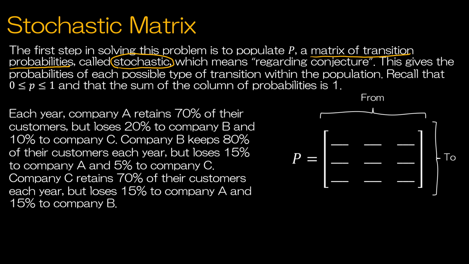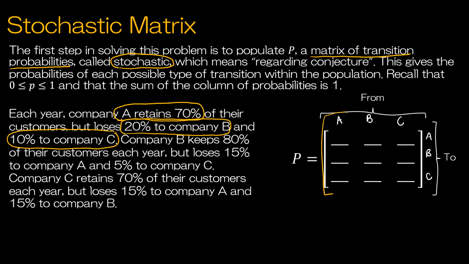If you'll notice, I've copied over just the part that had to do with probabilities from our sample question. I'm going to start looking at from A and B and C to A and B and C. So I'm going to start with A. Company A retains 70%. So A keeps 70%, but 20% go to Company B and 10% to Company C. So what I want you to do is think about A, because this is from A.